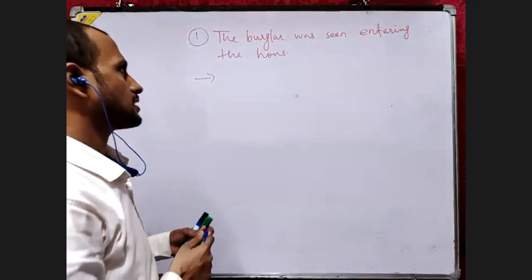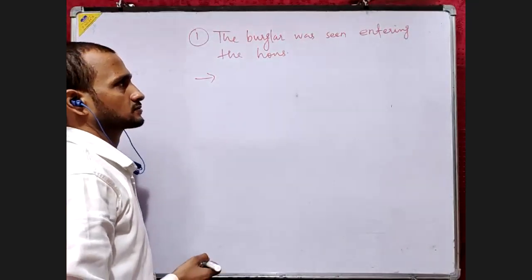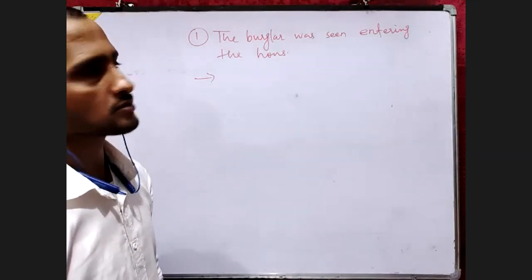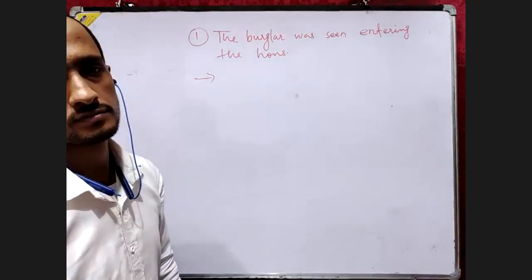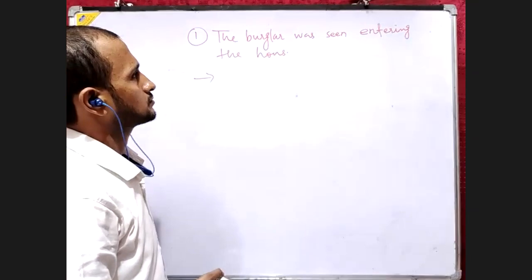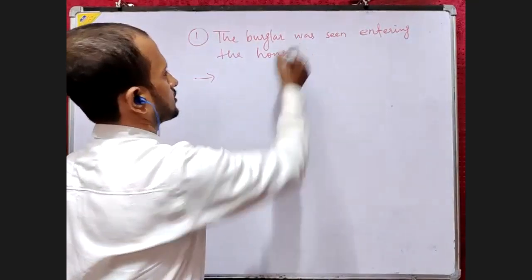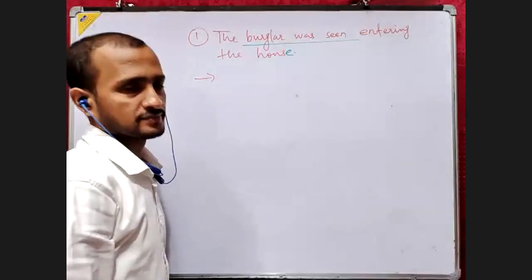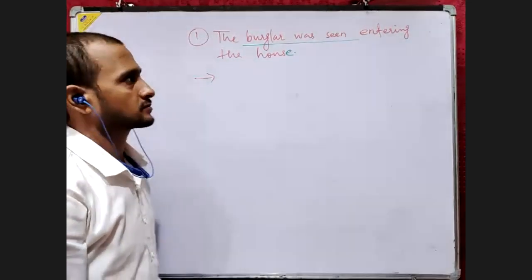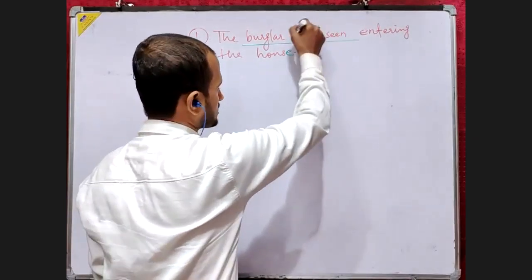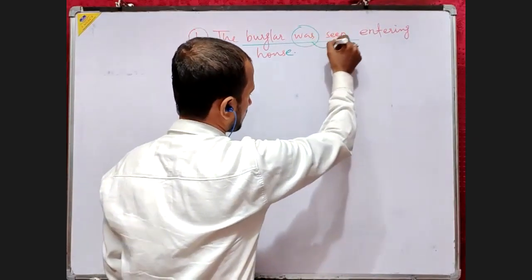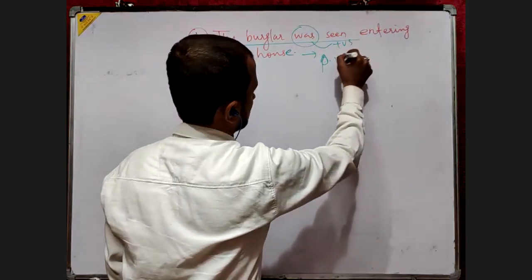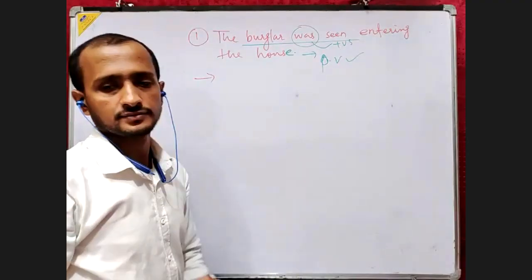Which voice is this sentence? I have already given this as homework. Now tell me, in which voice is this sentence written? After is, am, are, was, were plus V3, it means this sentence is in passive voice. Got it, everyone?